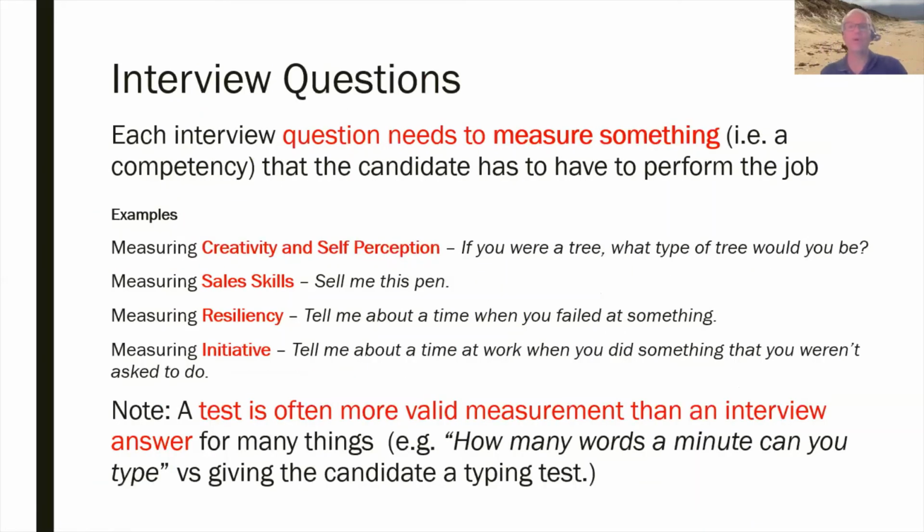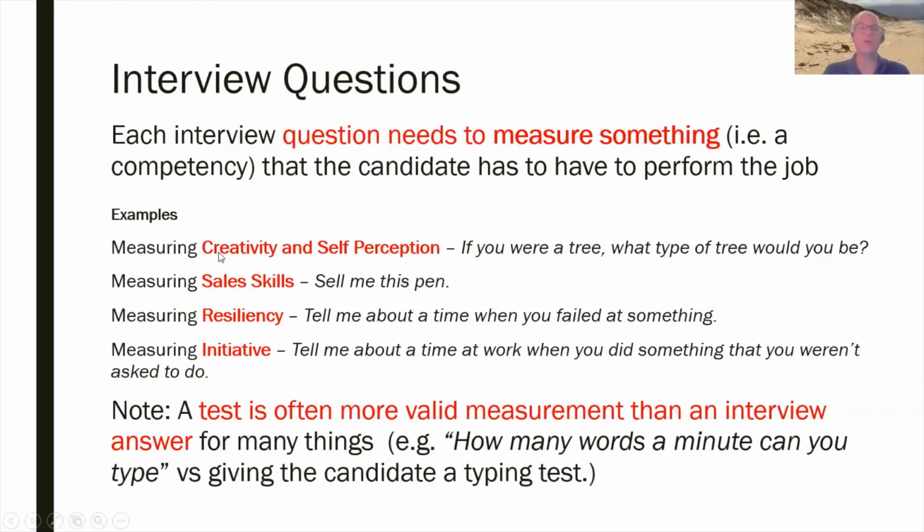Okay, interview questions. This is really important. Each question needs to measure something, so each question has a point. You might have a really cool interview question, but it's got to be measuring something. It's got to be measuring a competence, something that relates it to the job. Really, really important. Here are 4 examples.